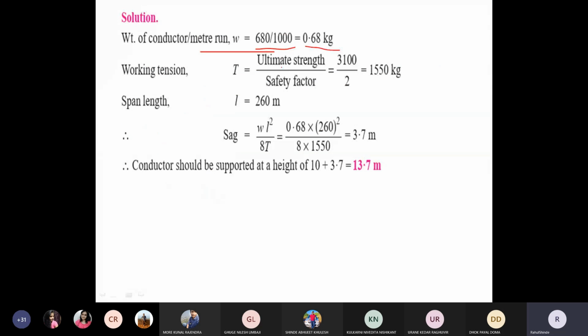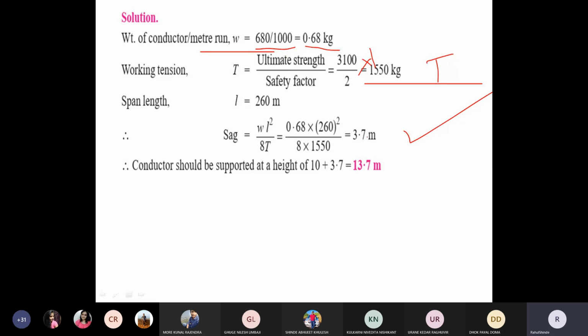Working tension is the ultimate strain divided by the safety factor. Cross sectional area is not given here, so simply you can take it as 1. So 3100 divided by safety factor 2 becomes 1550 kg, that will be your T. Okay, length is already given, so the sag formula we know: omega L square divided by 8T. So you just put these values in this formula and you will get the solution. Getting? It is a simple numerical.